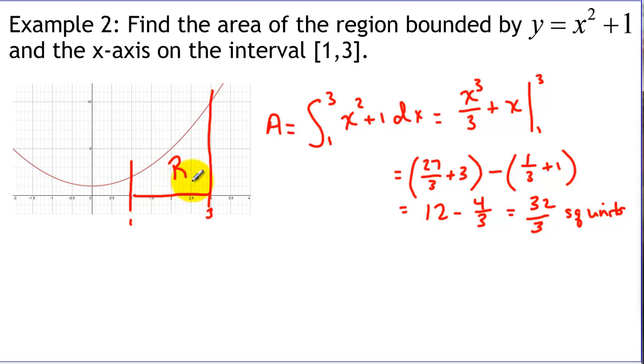So as you can see, this can be done fairly straightforward. These functions were easy to integrate. As the functions get more difficult, the calculations can become more tedious. But what I want to show you next is if you have a graphing calculator, we can use the graphing calculator to evaluate these definite integrals.